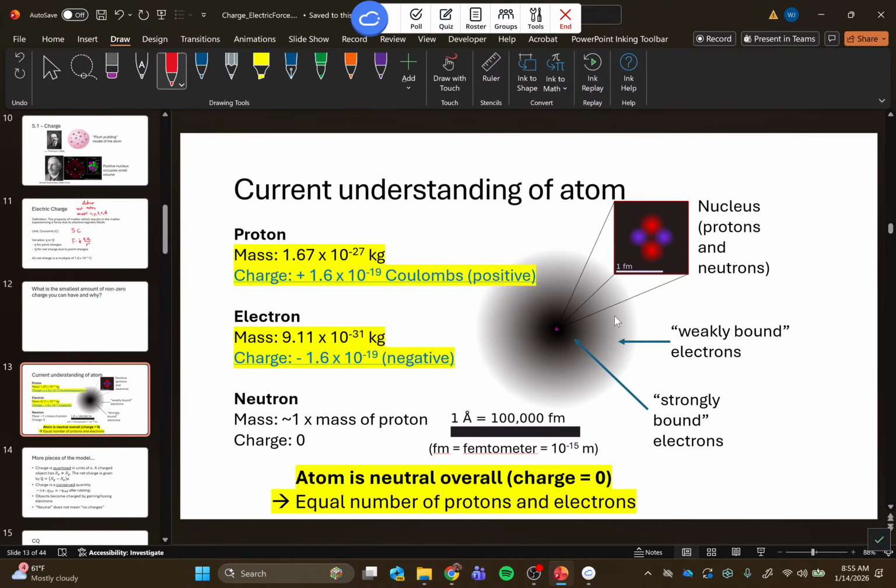These will be given on the formula sheet. They do show up in problems here and there. But that charge is the important one. You can have zero charge. All that means is you have equal protons and electrons.